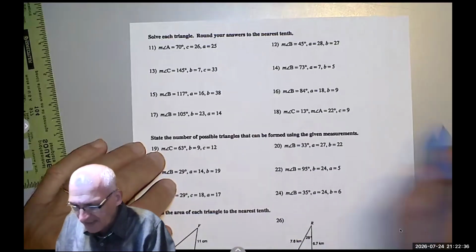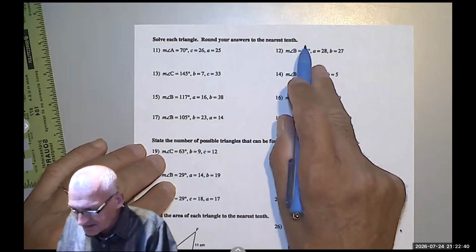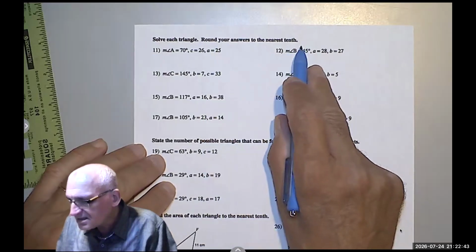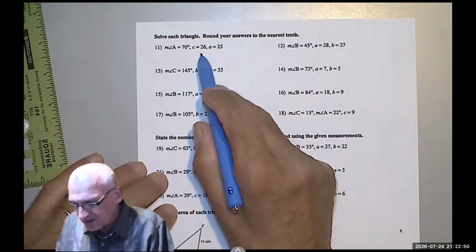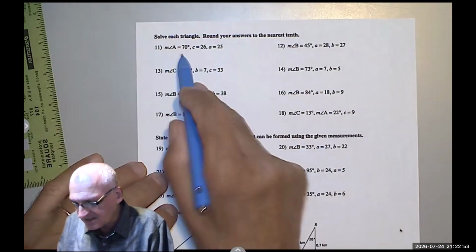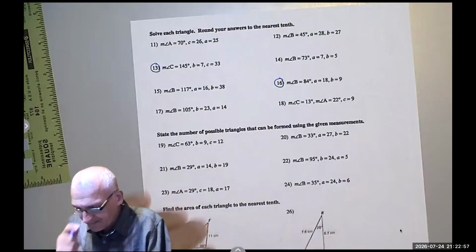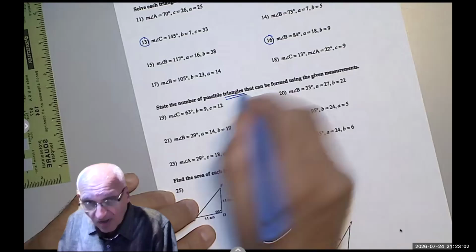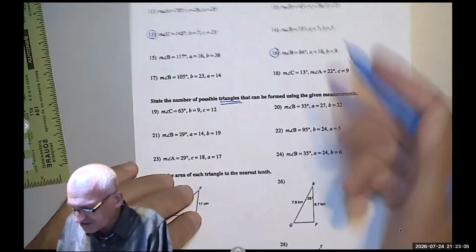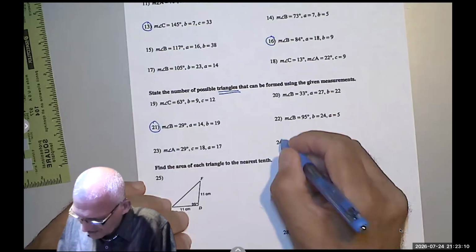Here they say solve each triangle and round your answers to the nearest 10th. Oh, so here they only wanted one angle. Here they want everything. So side B and angles B and C. So let's do a couple of those. Let's say 13 and 16, for example. Here they say state the number of possible triangles. We'll talk about that. This I just barely mentioned using the given measurement. So let's do 21 and 24.